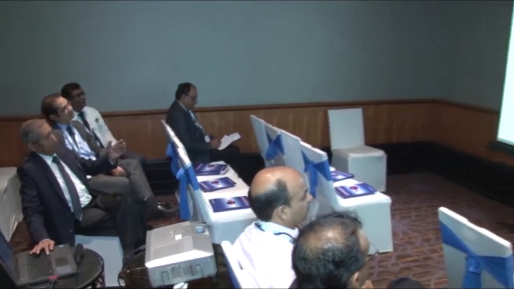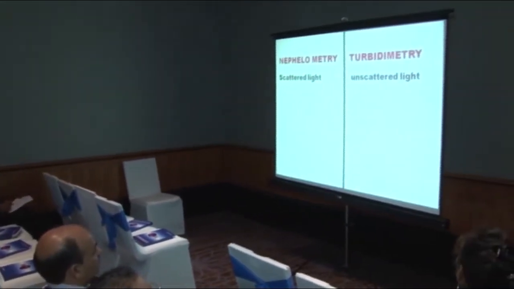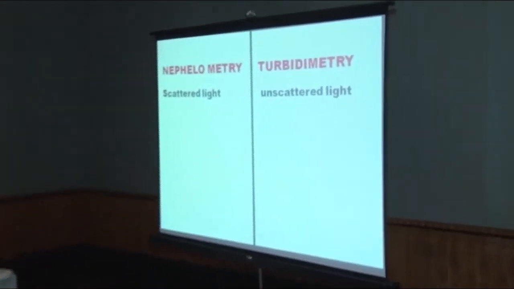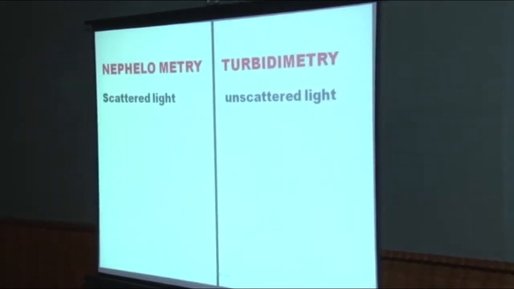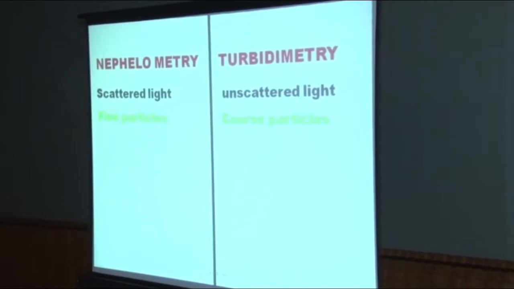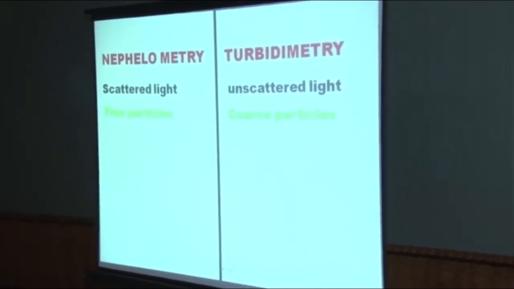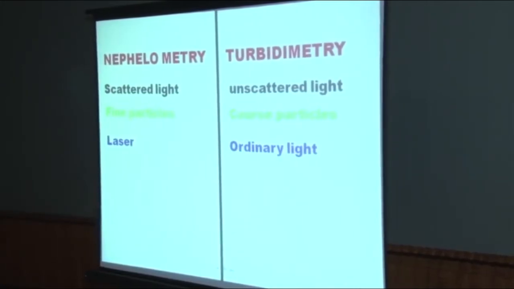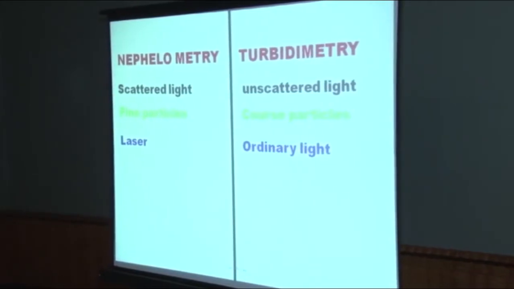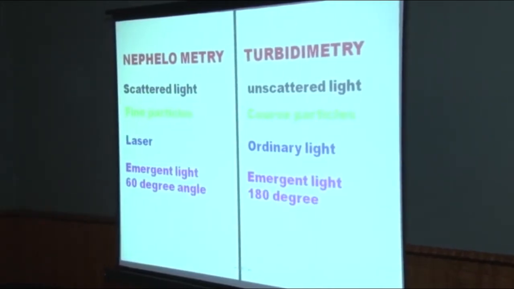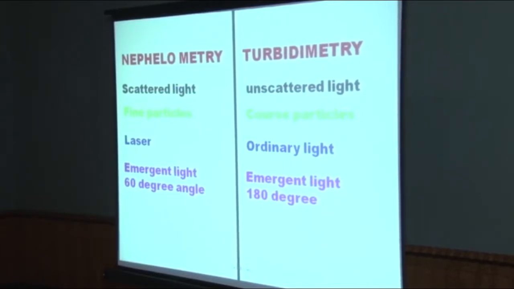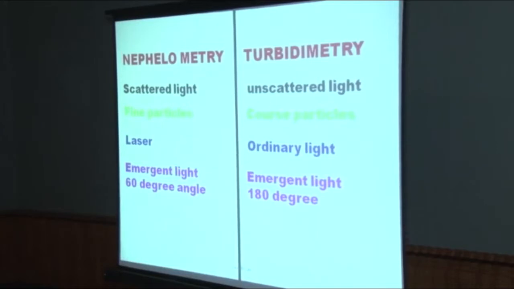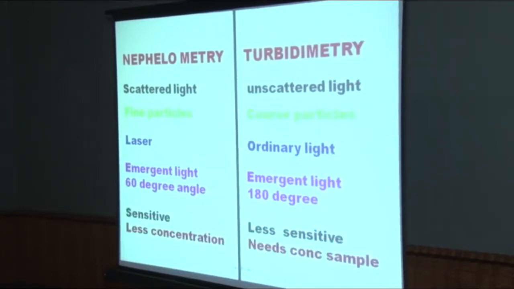And this is the nephelometry part. Now this is the difference between nephelometry and turbidimetry. Nephelometry is scattered light, turbidimetry is unscattered light. And nephelometry usually takes fine particles, turbidimetry coarse particles. Nephelometry usually uses laser and turbidimetry ordinary light, but it can be made laser also. The nephelometry usually is at 60 degree, 90 degree or 120 degree, whereas turbidimetry is always 180 degree.